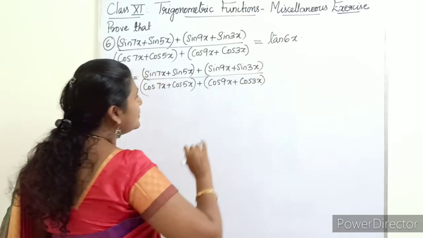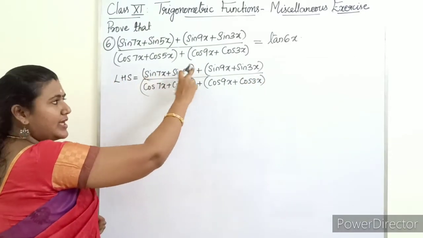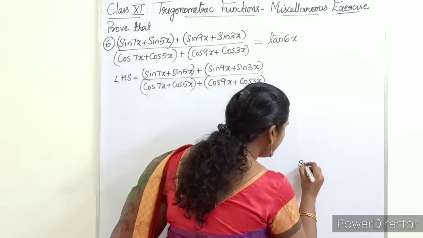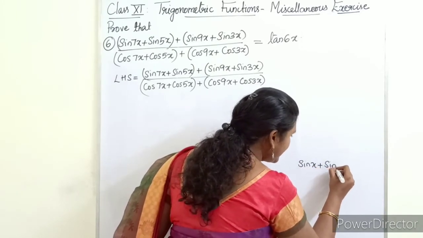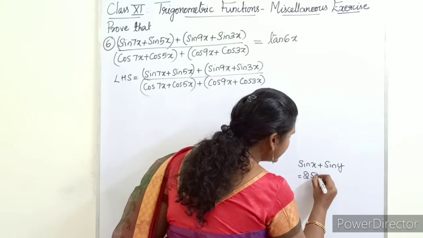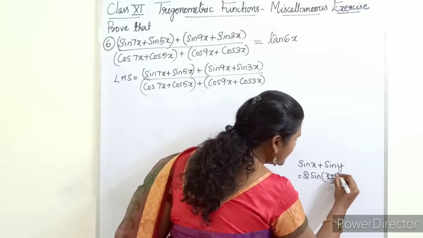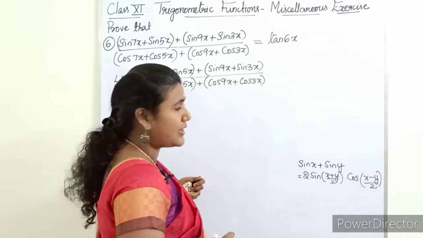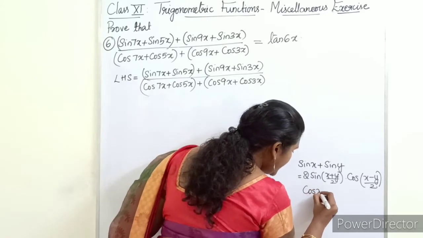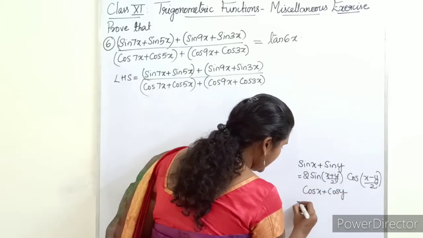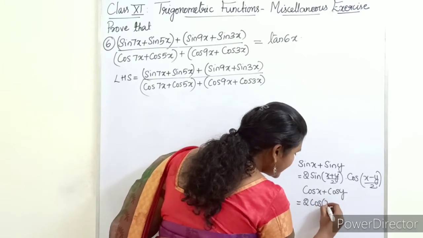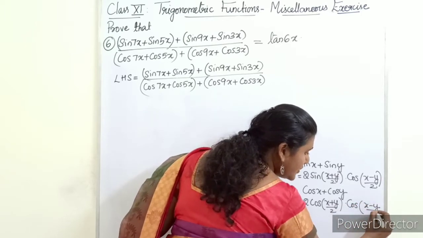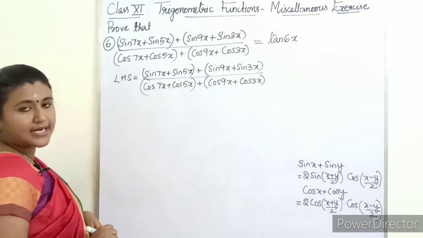So here we are going to use the identity sin x plus sin y in the numerator and cos x plus cos y in the denominator. Okay, so we know the identity. The formula for sin x plus sin y is equal to 2 sin (x plus y)/2 into cos (x minus y)/2. And in the denominator we have to use the cos x plus cos y identity, which is equal to 2 cos (x plus y)/2 into cos (x minus y)/2. So we are going to use these two formulas in the numerator and denominator.